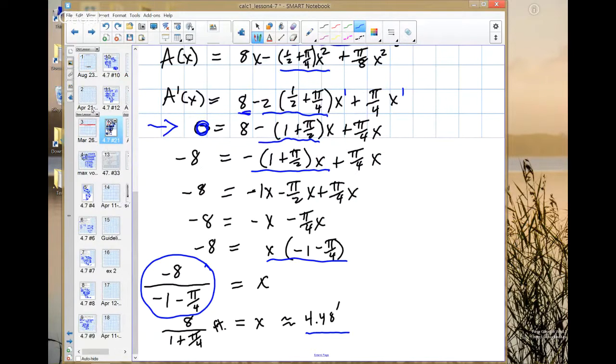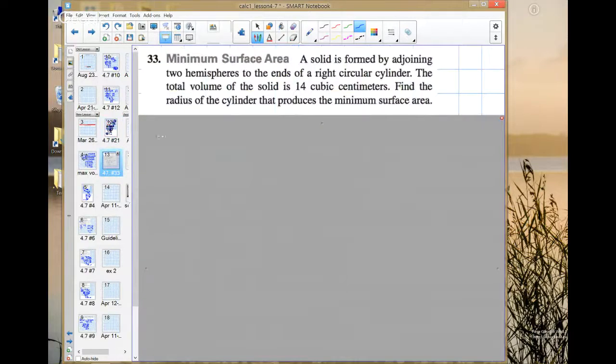All right, I want to get going on one more. I want to pick number 33, and this is one of your problems. I honestly don't know how far I'm going to go. I'll finish it. Maybe we'll just get started here and let you finish it. Let's see how it goes.